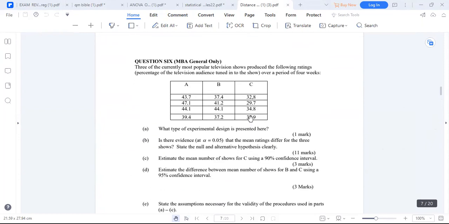Okay. So we're given 3 most popular TV stations. What is our N and what is our K from here? Our K is 3, and our N is 12.